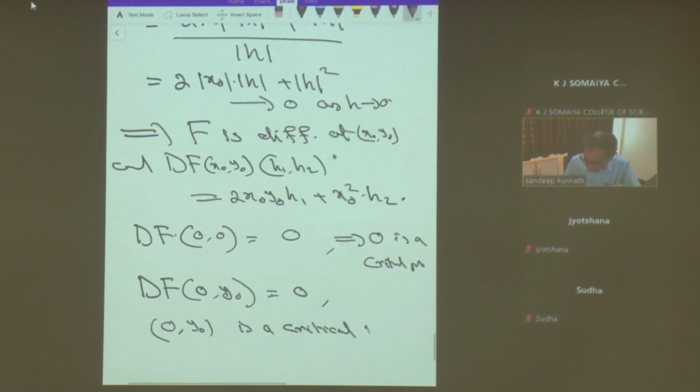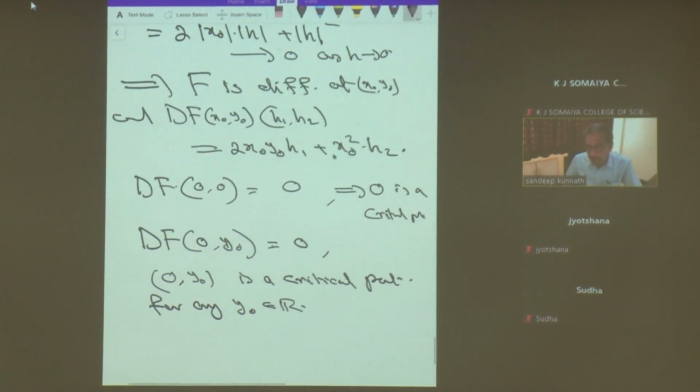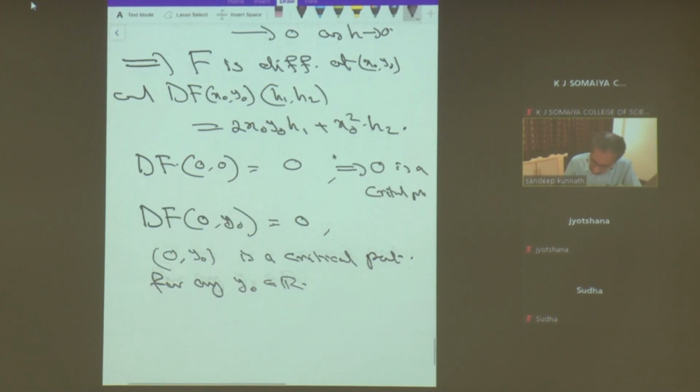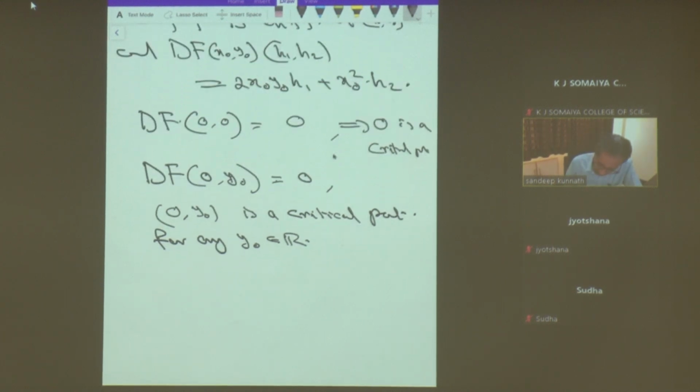Is a critical point, critical point for any y naught. Okay, so what you see is that this function has plenty of critical points. So this is a simple finite dimensional example. Now let me give you another example.